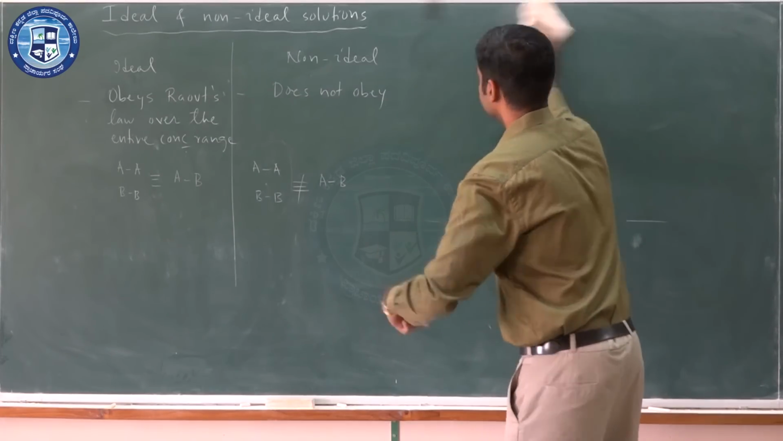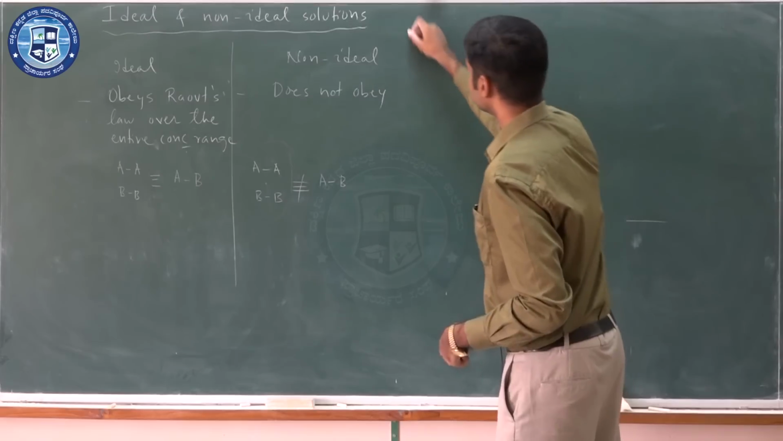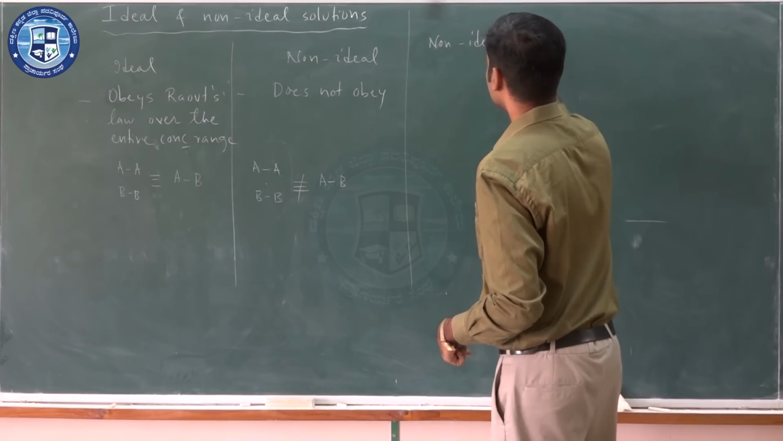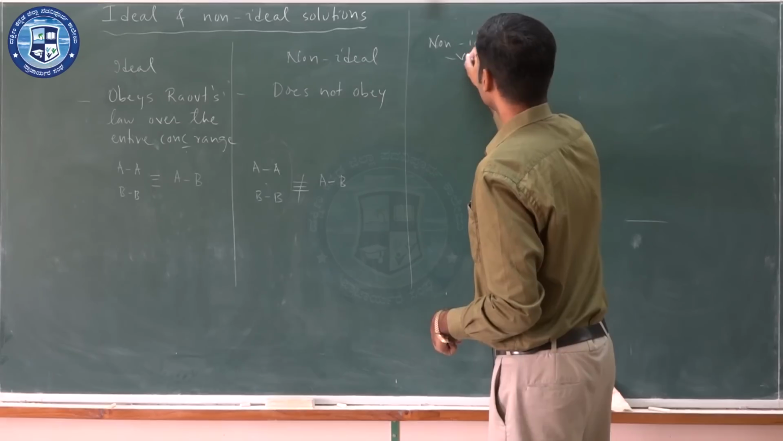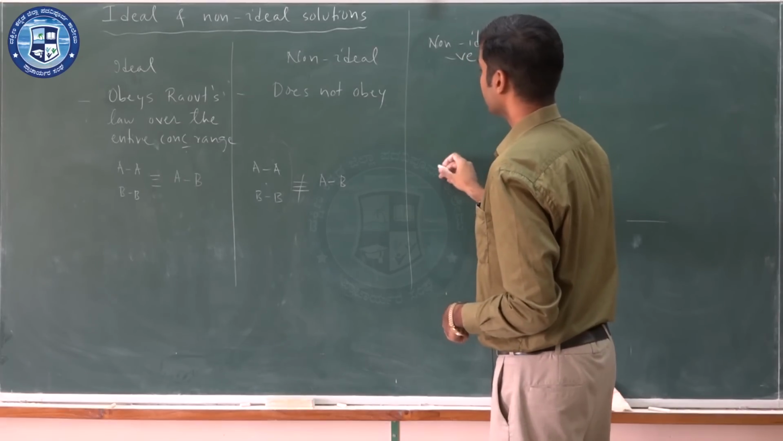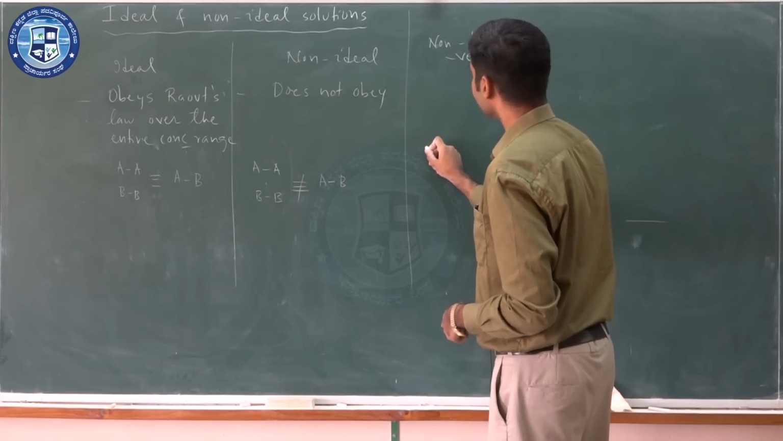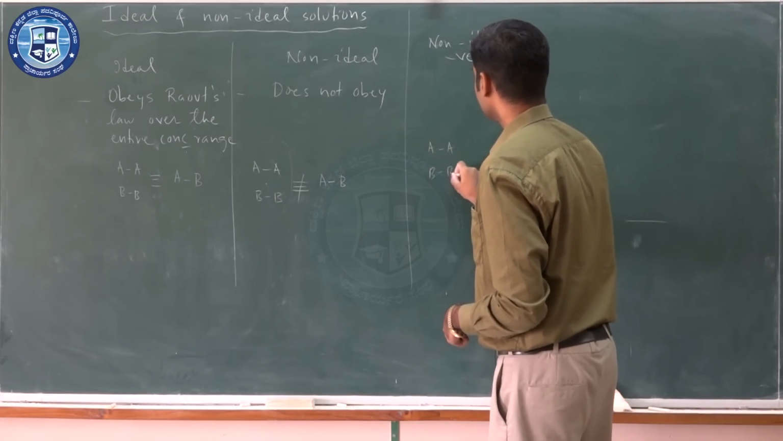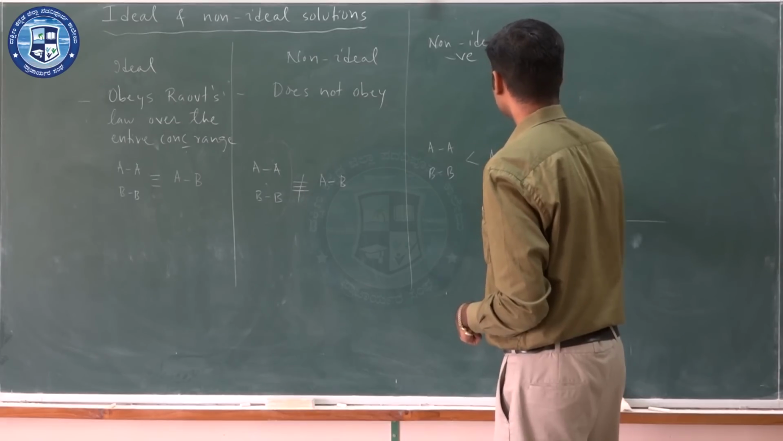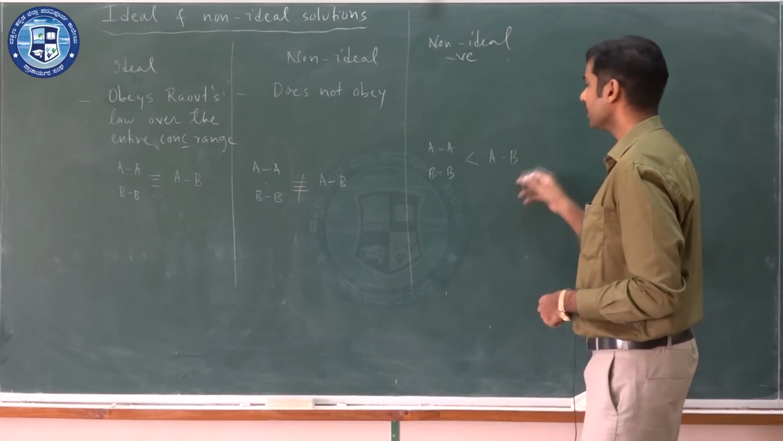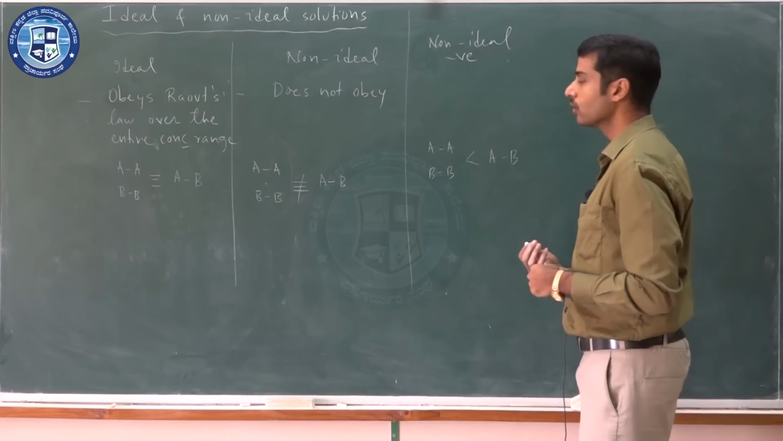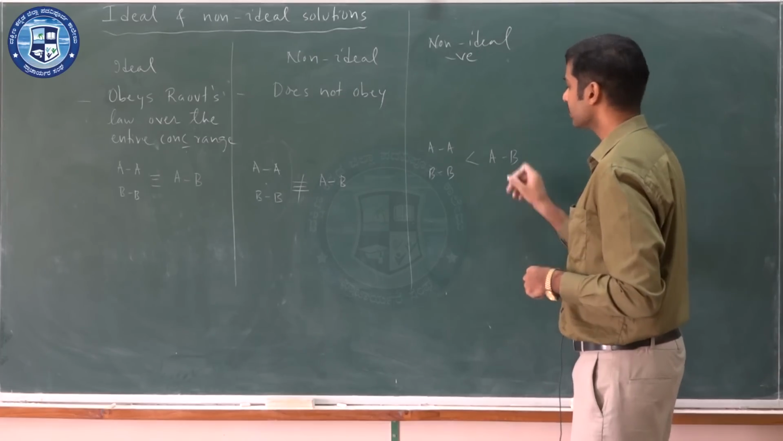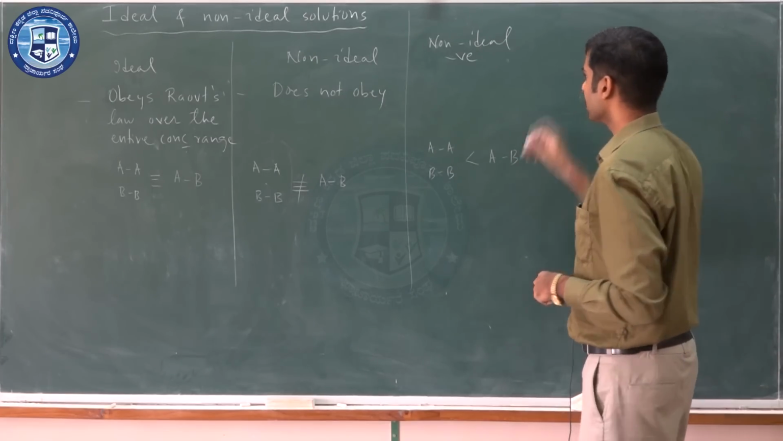Therefore, I will be able to add a few more columns. So, this is my non-ideal solution showing negative deviation. So, just now I told that when is a negative deviation formed? A negative deviation is formed when the interaction in pure component is less, interaction in the solution is more, less will go to the vapor, total vapor pressure will be less. This will be the negative deviation from Raoult's law.